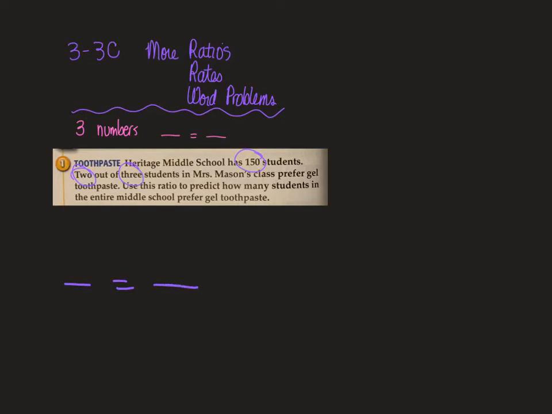Since 2 out of 3 students in her class prefer gel, that to me sounds like it goes together. 2 out of 3, so 2 students out of every 3 students. That sounds like the bottom is a total number, and the top is a student number: students to total. So now we're going to take this 150 and figure out, does it go top or bottom? Hint, hint, it's a student number.